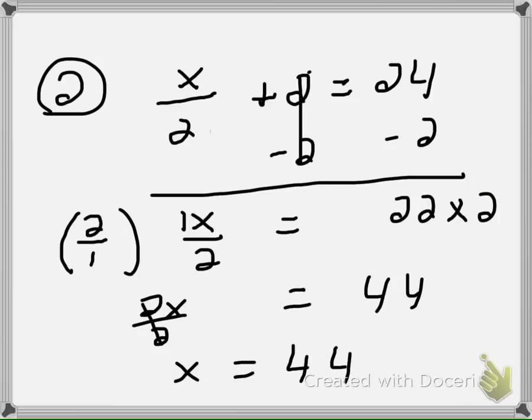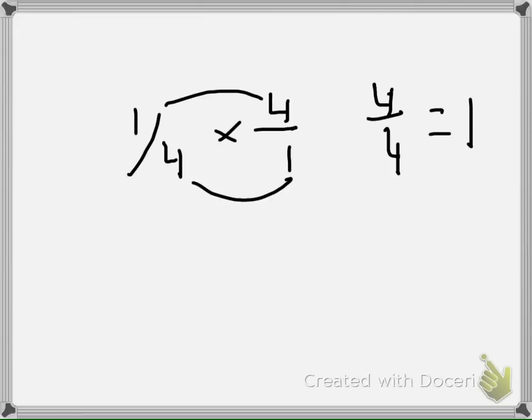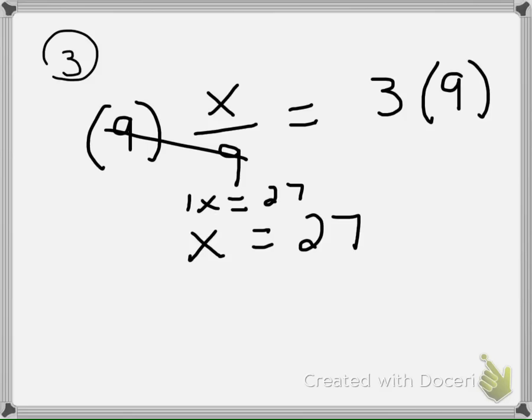And 2, I'm sorry, times 22 is equal to 44. So now I have my answer, x is equal to 44. Okay, remember, in math, anytime you have a fraction and you want to get rid of it, multiply it by its reciprocal. Okay, number 3.